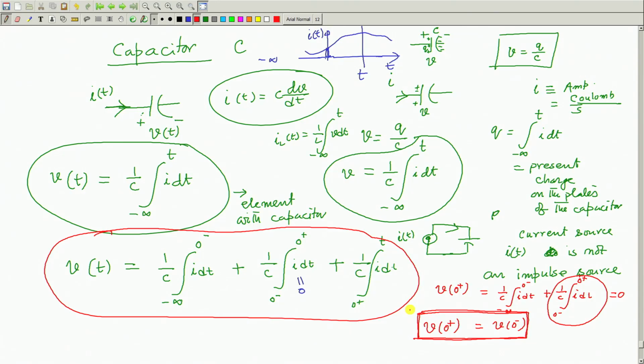Therefore, we write in language also, so that you remember it. Voltage across the capacitor cannot change instantaneously.